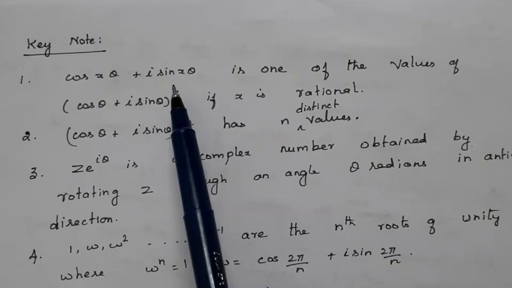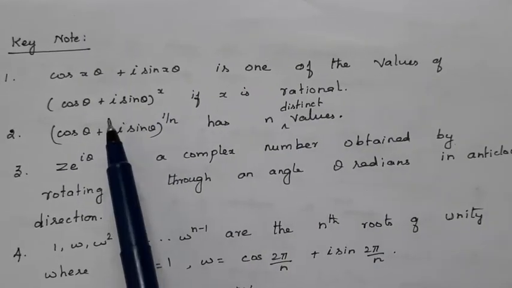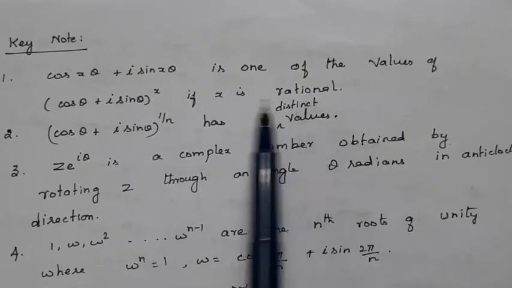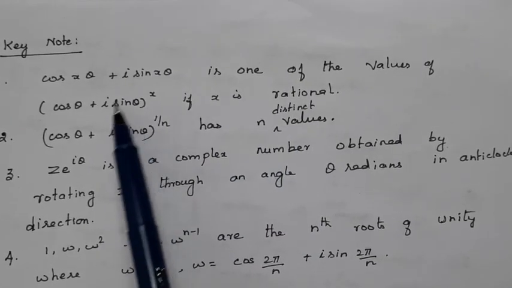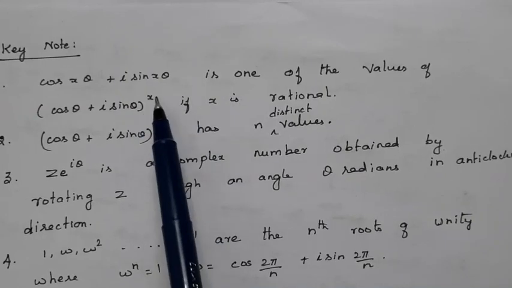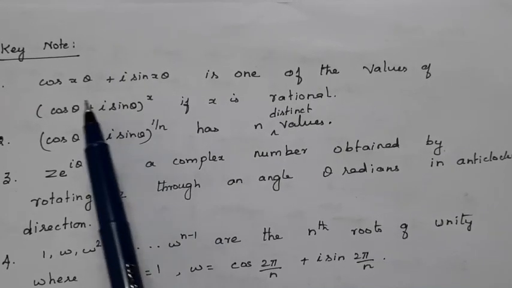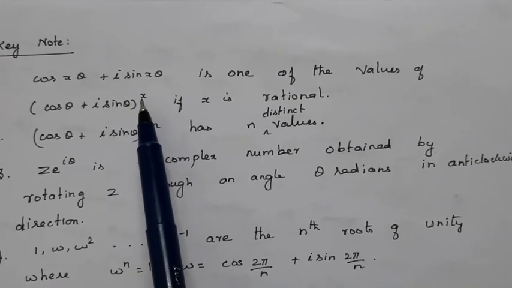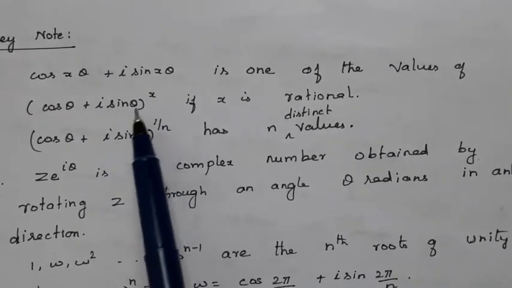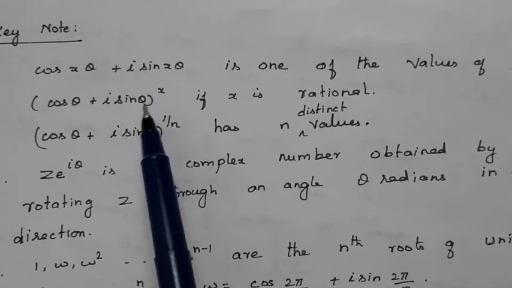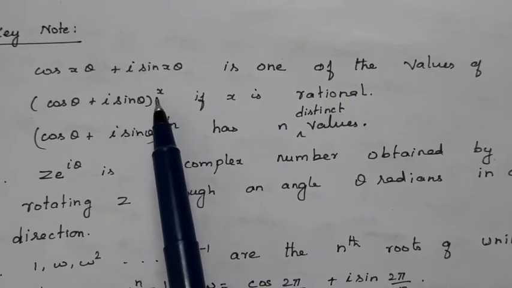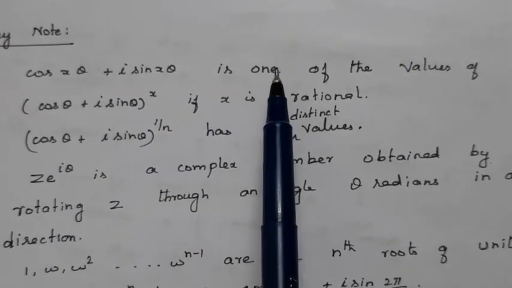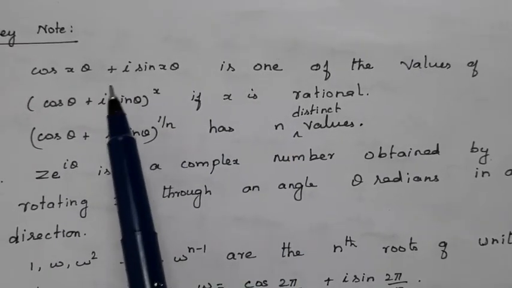Cos xθ plus i sin xθ is one of the values of (cos θ plus i sin θ) to the power x, if x is rational. That is, De Moivre's theorem is applicable even if the power is a rational number, but then it has so many values according to the denominator, and exactly that cos xθ plus i sin xθ will be one among the values. So that is the first point.